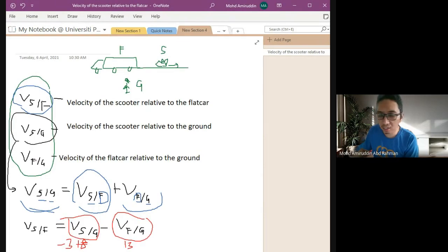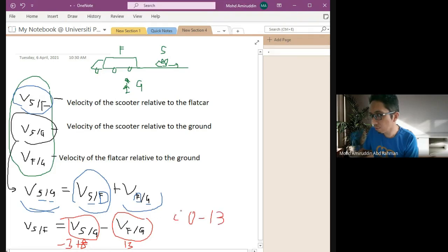And if it is 0 for C, then 0 minus 13, so you obtain 13 meters per second to the left. All right, so that's the answer for A, B, and C. Okay, so let's move further.